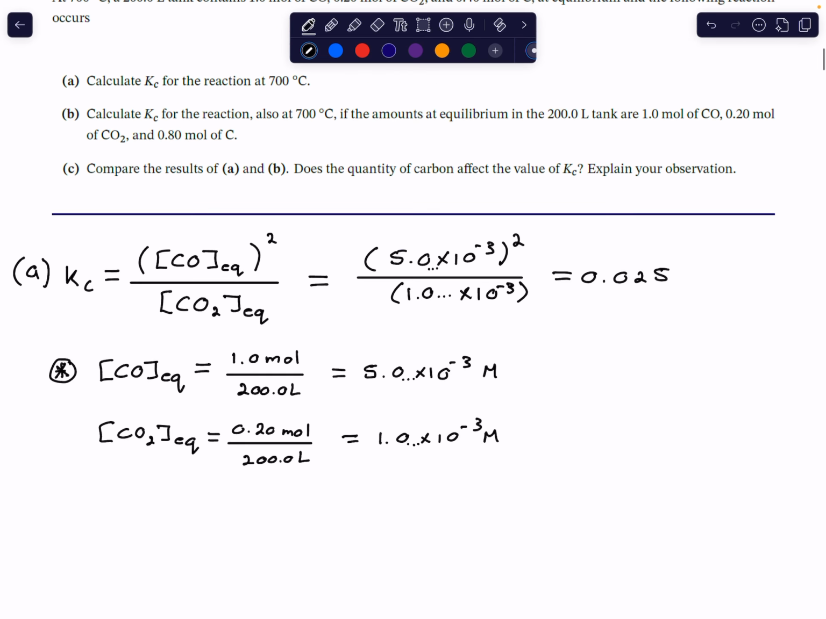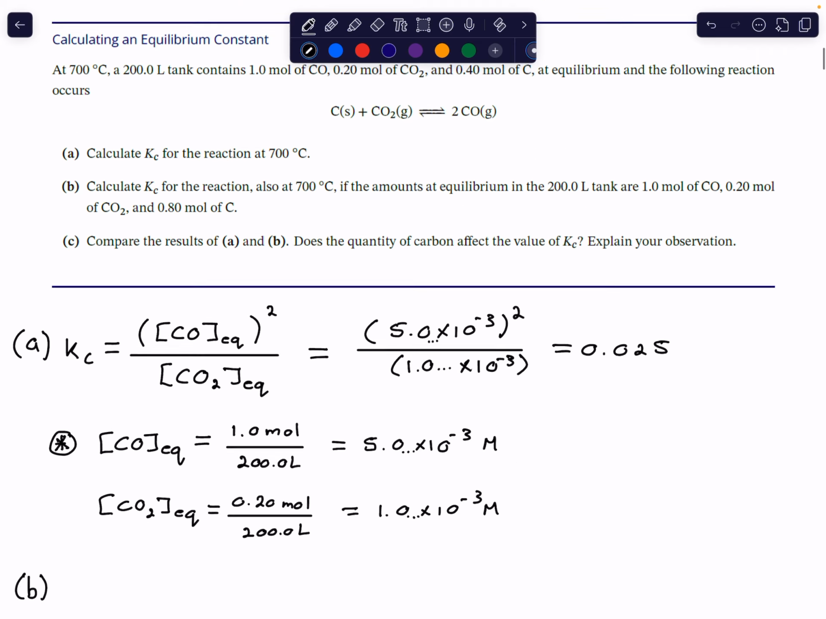Now you might say, okay, this is very easy. What's the point of this example? The point actually comes in the B question. It says, now calculate Kc for the reaction, also still at 700 degrees Celsius, if the amounts at equilibrium in the 200 liter tank are 1 mole of CO, 0.2 mole of CO2, and now 0.8 mole of C.